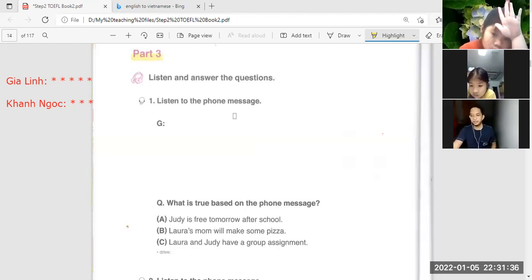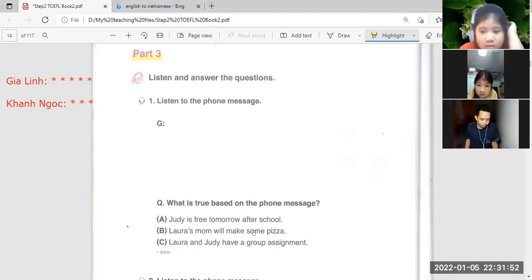Okay, Yelling, what is your answer? I think it's B. Laura's mom will make some pizza. Okay, what about Kangok? I choose B too. Okay, so the correct answer is C. Laura and Judy have a group assignment.